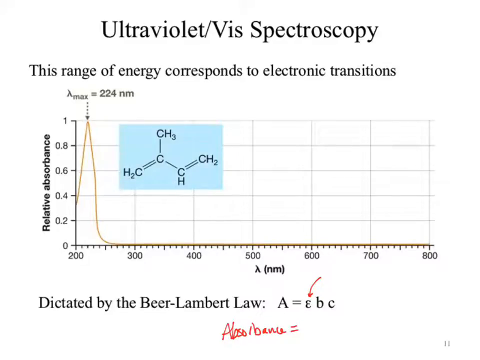Epsilon stands for? The extinction coefficient? It is a constant for an individual molecule. Okay? It is how that molecule responds to light at a particular wavelength. That's what it's describing. It's a characteristic of that molecule.